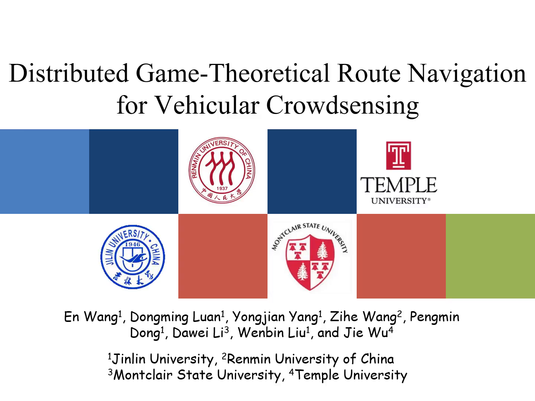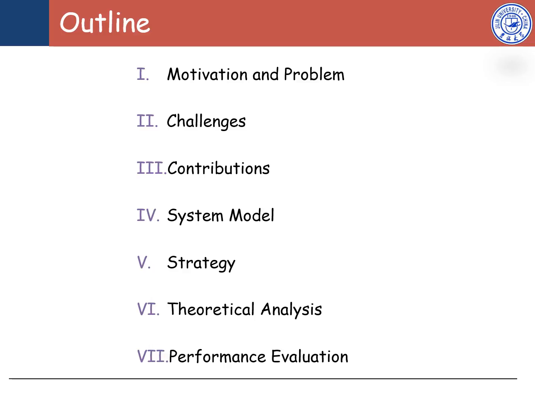The title of my paper is Distributed Game Theoretical Route Navigation for Vehicular Crowdsensing. The authors of this paper are N. Wang, Dongming Luan, Yongjian Yang, Zihe Wang, Pengmin Dong, Dawei Li, Wenbin Liu, and Jie Wu. I will introduce the paper from the following 7 parts.